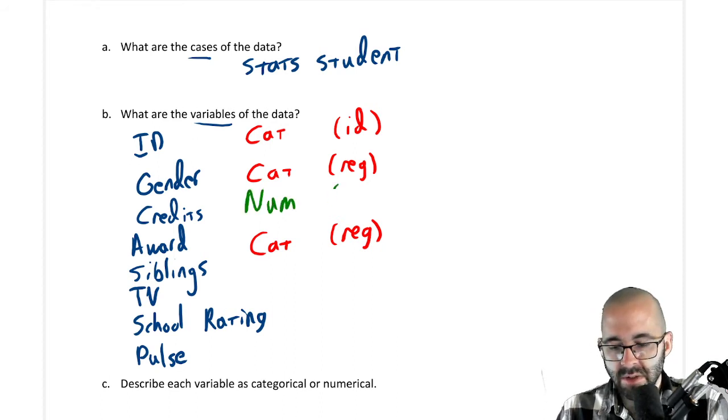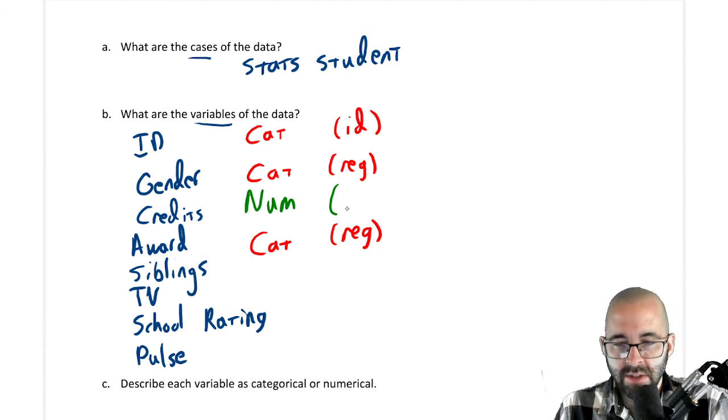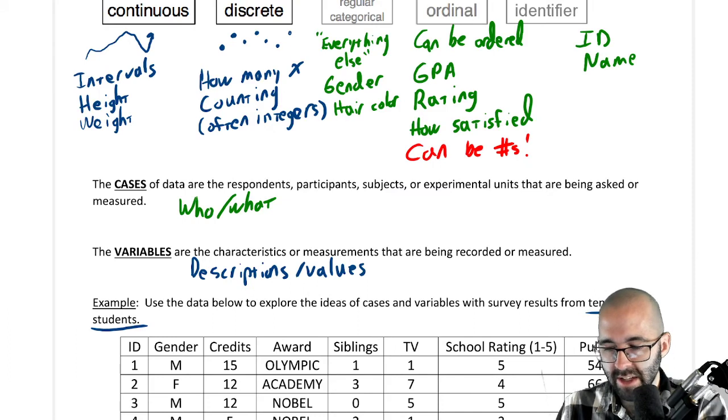Is it continuous or discrete? Well, you can't take 3.1 credits. So it's only 3 or 4 or 5, etc. So it's going to be discrete. I guess it depends on the institution, right?